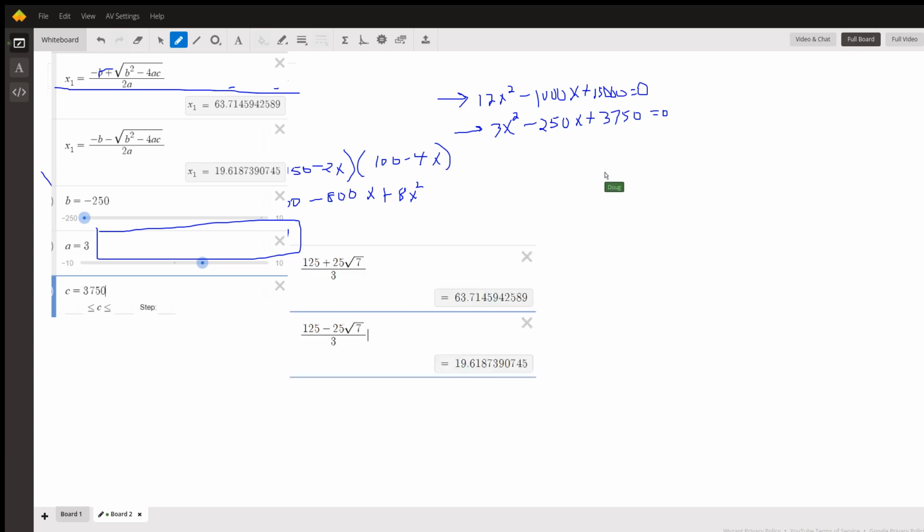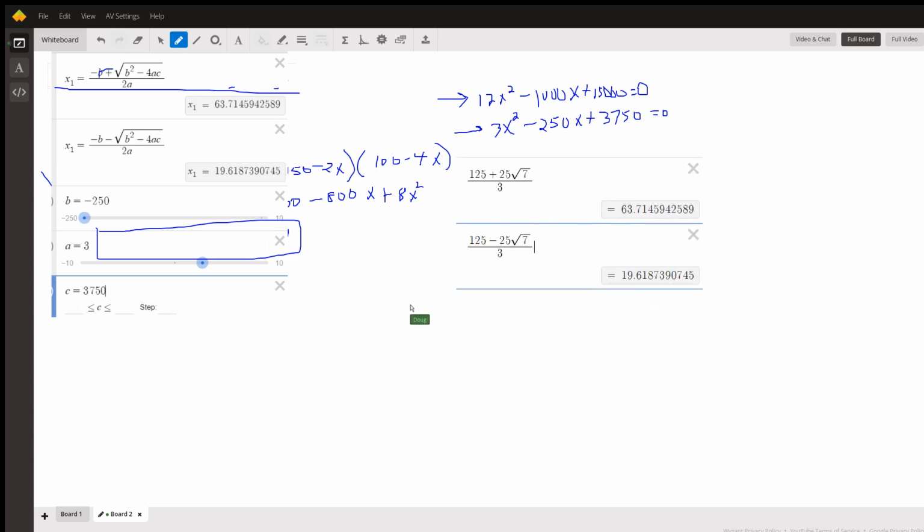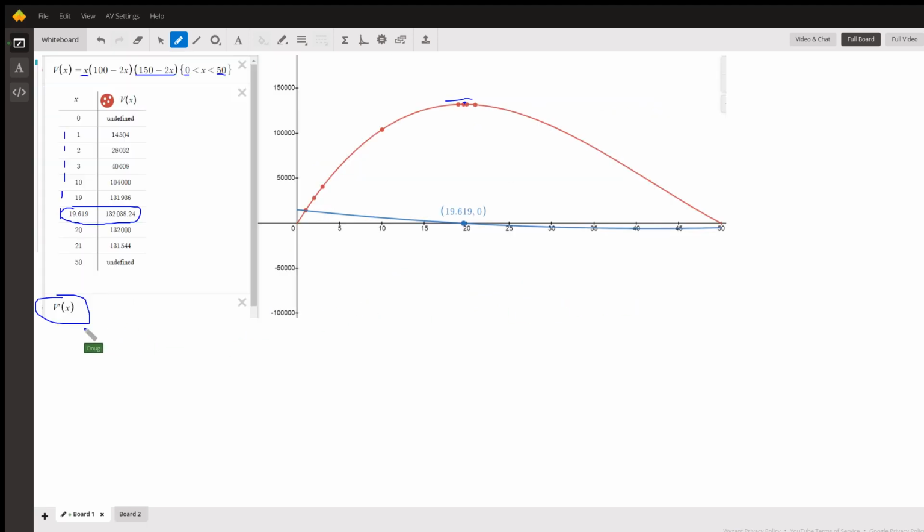And there's an exact answer. If you use the quadratic formula but don't get a decimal approximation, 125 minus 25 radical 7 all over 3 is the value. And again, if you plug that number or this number into the original function, the maximum volume is about that right there.